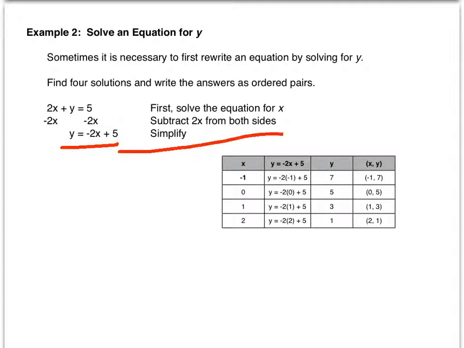And we'll go ahead and put that into our equation column. And then we'll substitute in our x values. And once we substitute those in, we'll get our y values. And then we'll write our ordered pairs. So the ordered pairs are negative 1, 7; 0, 5; 1, 3; and 2, 1.